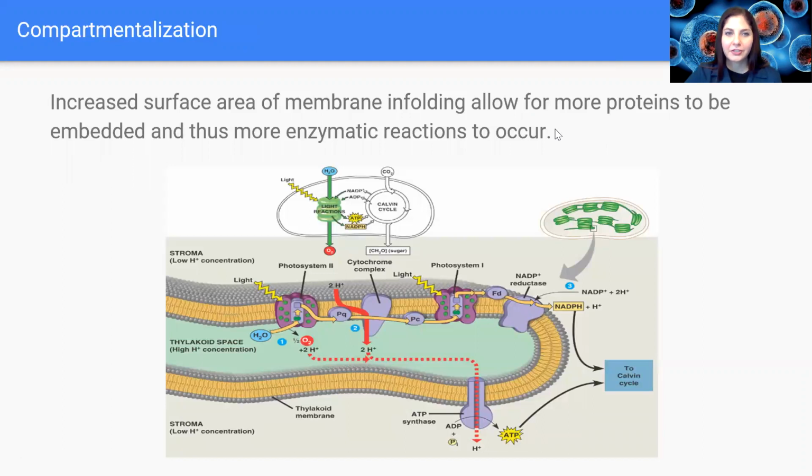So that increased surface area of membrane infolding allows for many more proteins to be embedded into those membranes and more enzymatic reactions to occur. So you see all of these different proteins, such as photosystem 1 and photosystem 2, embedded in the membrane of our chloroplast. We also have ATP synthase, which is going to phosphorylate ADP and produce ATP that can be used as a source of energy to fuel basically every type of process inside the cell.